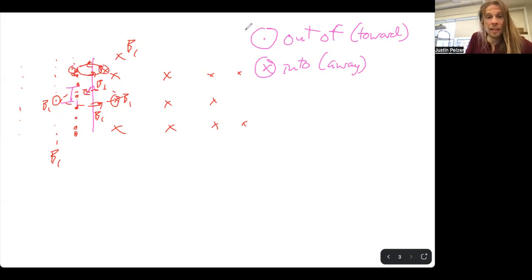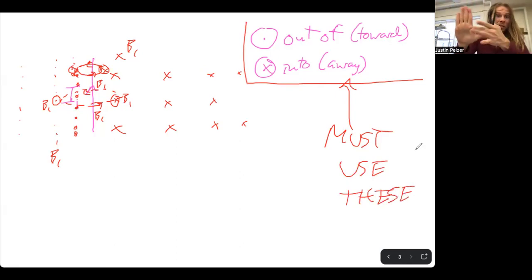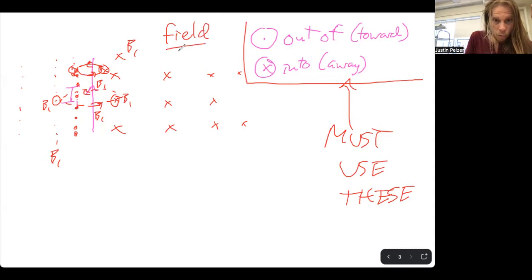Be careful, please, you must use these because we need to have exact positions of vectors to determine the resulting force. This is field. This is not force, but we need field to get force on another current.